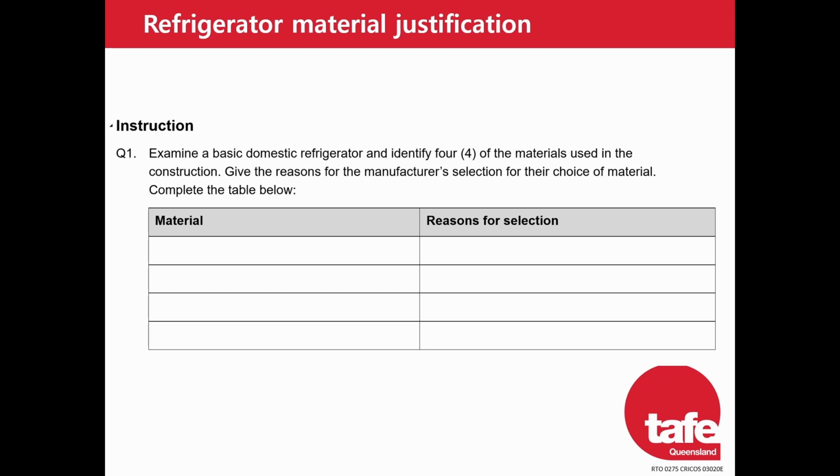Question 1 asks that you examine a basic domestic refrigerator and identify 4 of the materials used in its construction. You are to give the reasons for the manufacturer's selection for their choice of material, and you need to complete this table. So on the left, you need to select 4 materials, and next to the material you must state what it's being used for. Finally, you must provide reasons for the selection of that material. You must consider the physical, mechanical, and chemical properties of the material, as well as manufacturability, cost, and sustainability in your response.